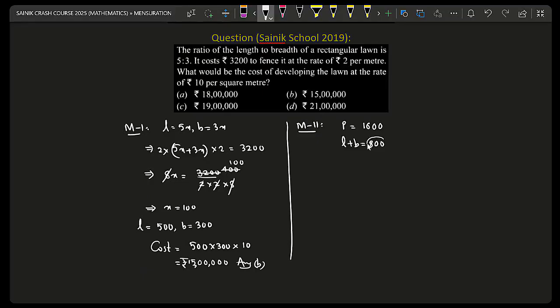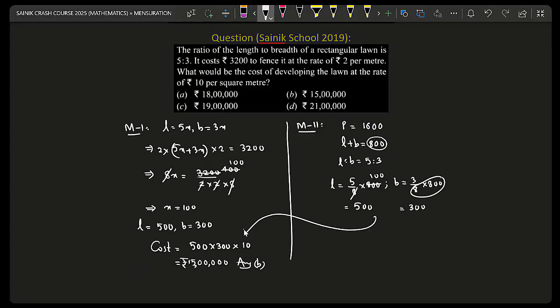Yes, sir. The sum of length and breadth is given, and the L to B ratio is also given, 5:3. Now without involving x, can we find L and B separately using the share formula? Yes, sir. 5 parts out of 8 parts into 800. Yes, directly we get length and breadth now. 8 into 100 is 800, so 5 into 100 is 500, and 3 into 100 is 300.